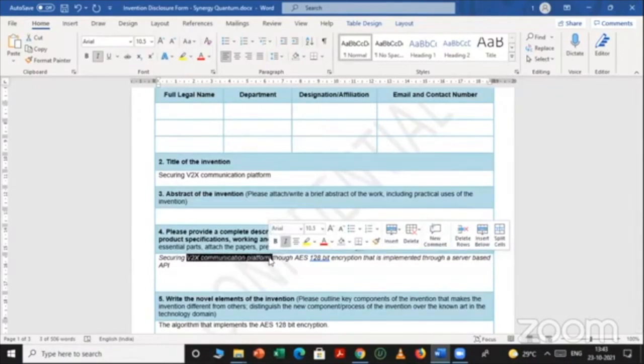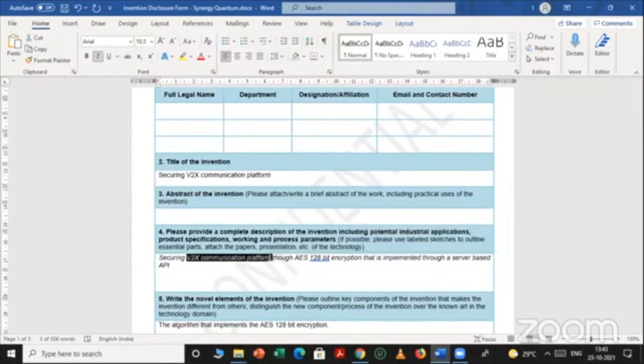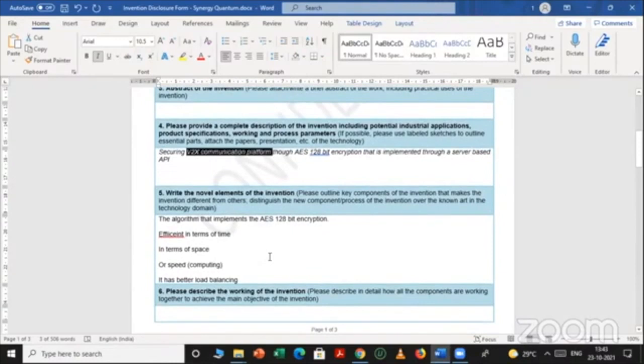Suppose you want to implement this in a driverless car scenario, where for example in Europe most of the countries are now implementing the driverless car concept. So you have to describe here the entire architecture of the invention.